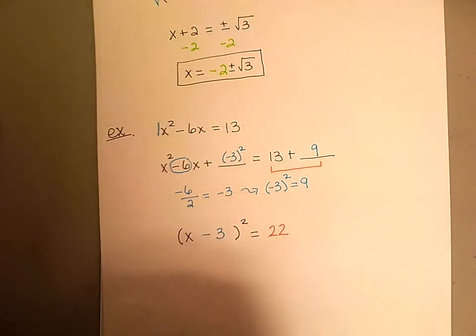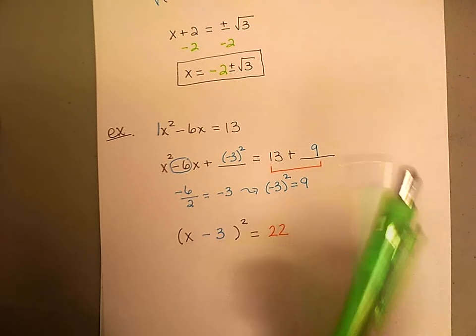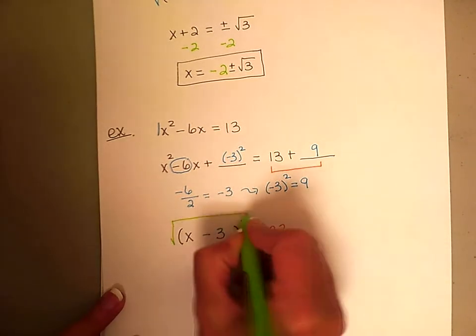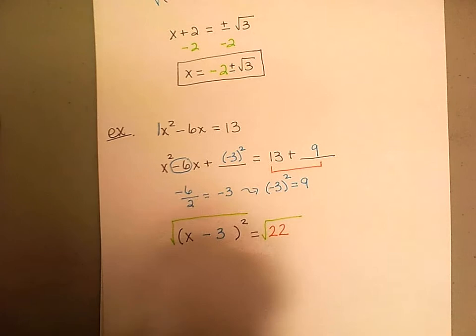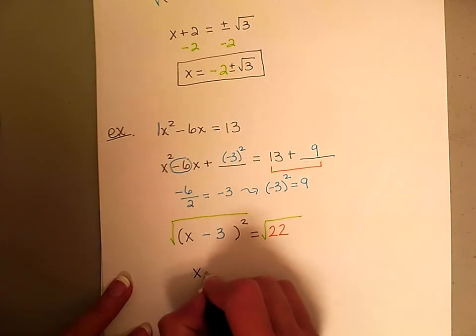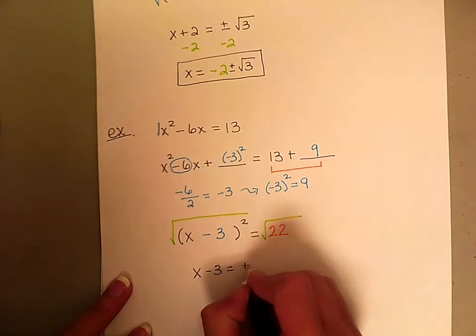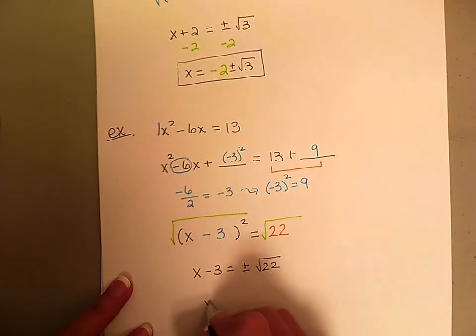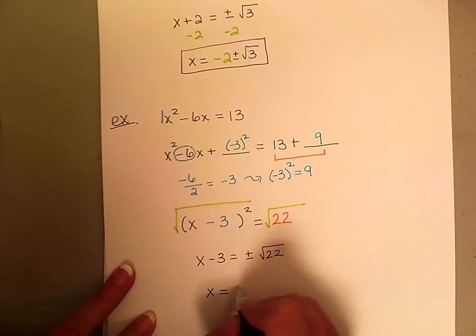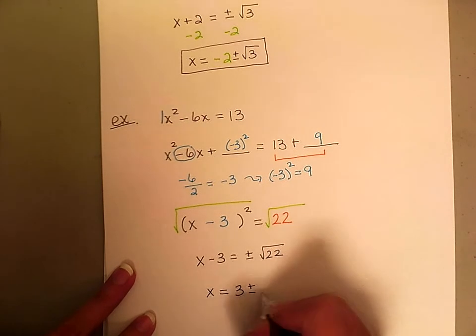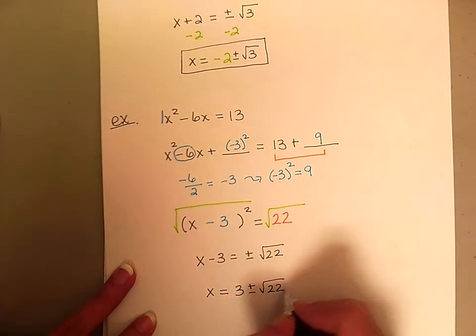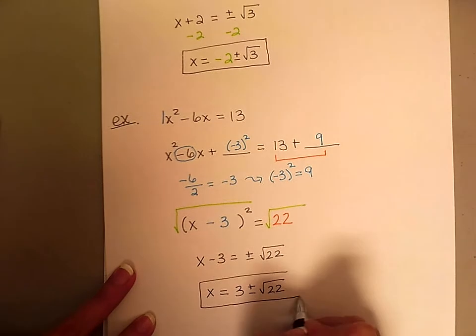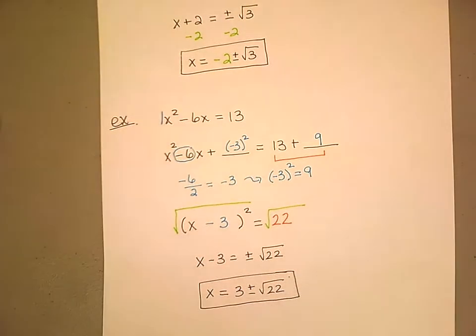Alright, now we can take the square root of both sides, and we're just steps away from being finished. So we have x minus 3 is equal to plus or minus root 22, and then adding 3 to both sides, x is equal to 3 plus or minus root 22. And these are our solutions.